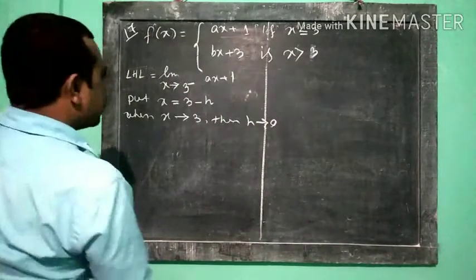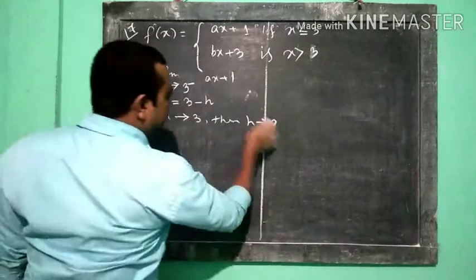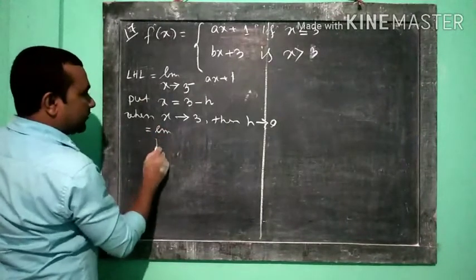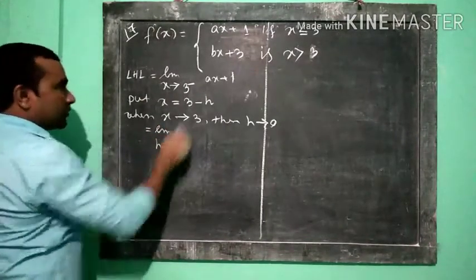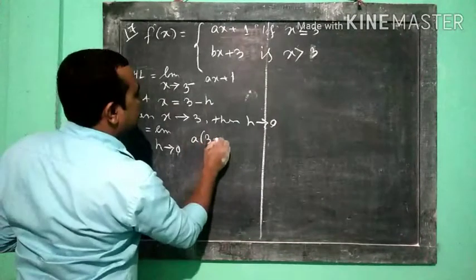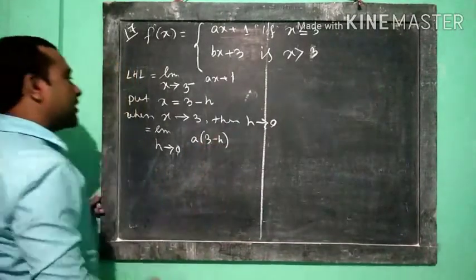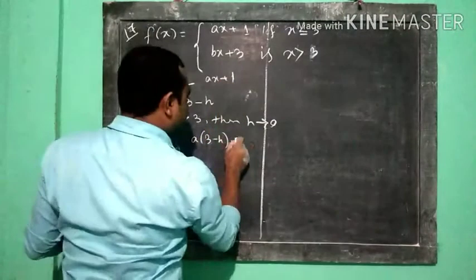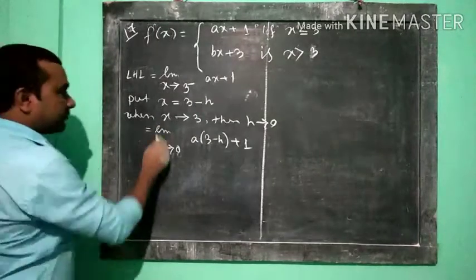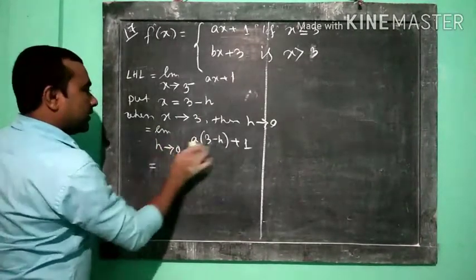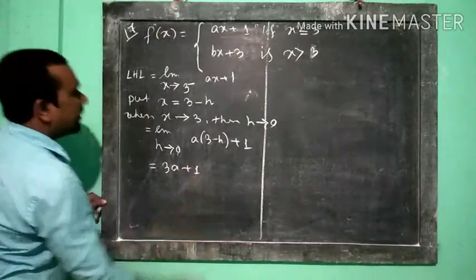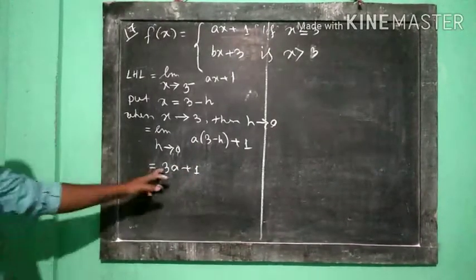So this equals the limit as h tends to 0 of a times (3 minus h) plus 1. If we put h equal to 0, then we get 3a plus 1. So the left hand limit is 3a plus 1.